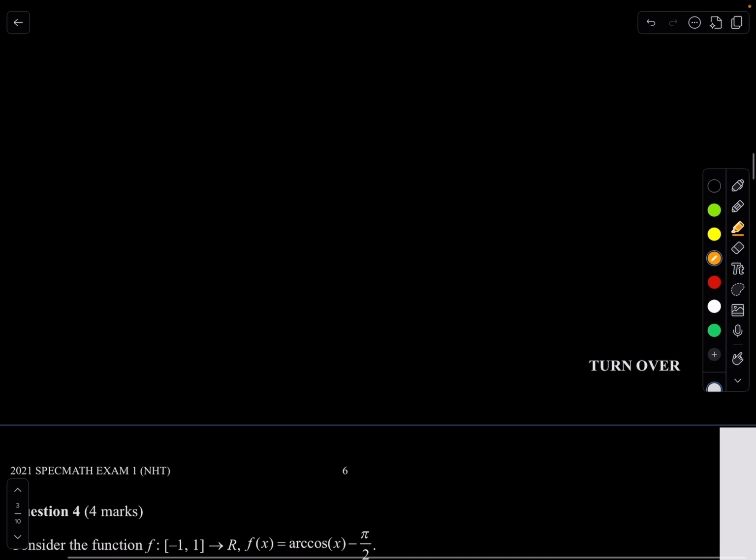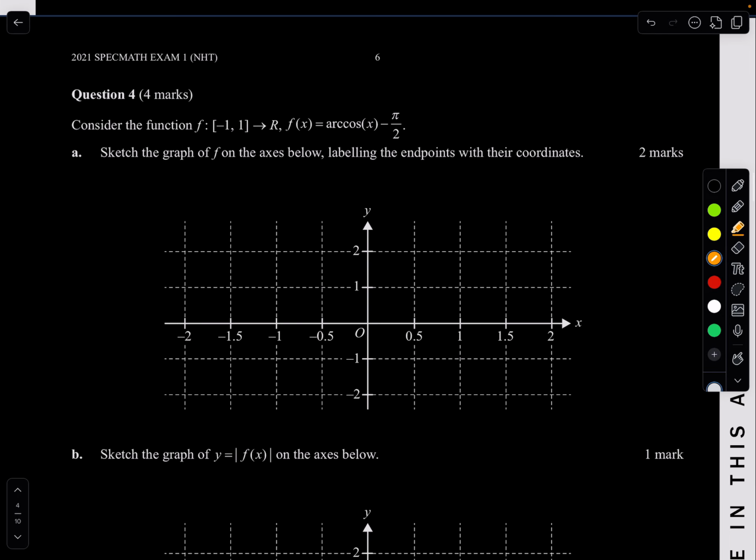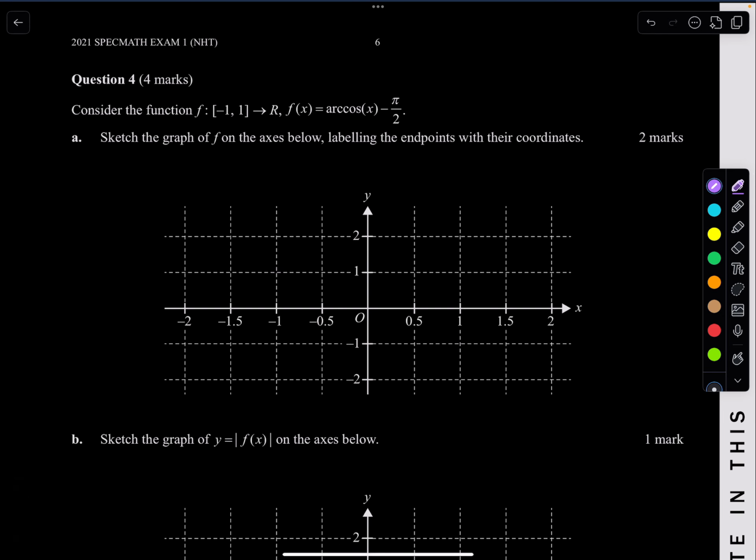Nice. Next question. Okay, question 4. Let's have a try at this. Let's use green. Consider the function from -1 to 1 where f of x is arc cos of x, minus pi on 2. Sketch the graph of f on the axes, labeling the endpoints with their coordinates. Really easy. So we know, first, drawing arc cos is just cos inverse. So what does the cos inverse graph look like?